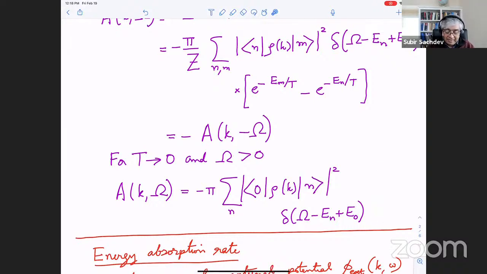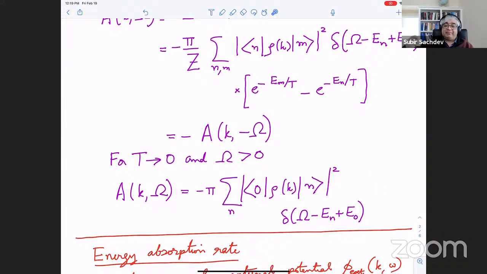Spectral density is the matrix element between the ground state and some excited state, mod squared, times the delta function that conserves energy. And if you look at this, this is very much the flavor of Fermi's golden rule. And in fact, you could have derived it using a Fermi's golden rule argument.